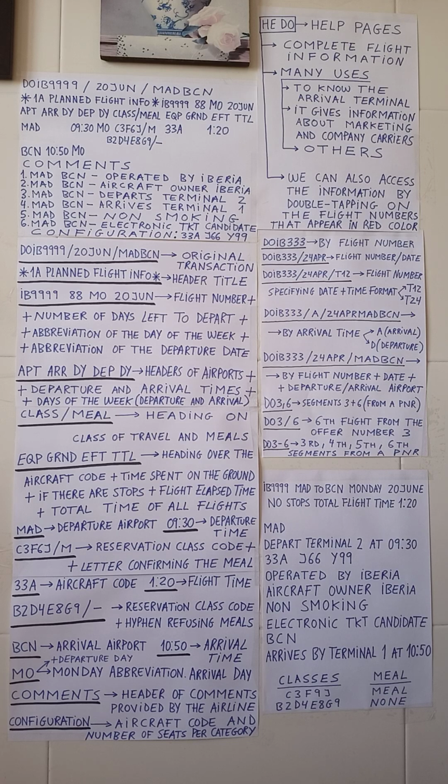We can also see two blank spaces, GRND here and TTL below, because we only have one direct flight. GRND indicates the time spent on the ground if there are intermediate stops, and TTL indicates the total travel time between all flights if there are several connecting flights. As it is a single flight, both spaces appear empty.